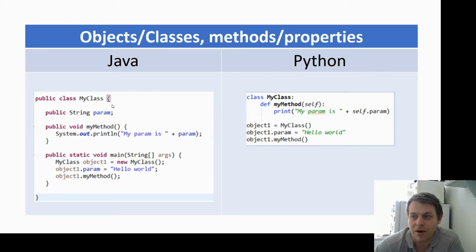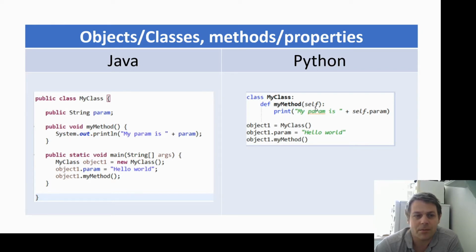So we've got my class defined that has a parameter inside it, and it also has a method inside it. And from the main method here, we create the class, we set the parameter to be hello world, and we call the method which says my parameter is hello world. Now some differences. In Python we have the class and the method.